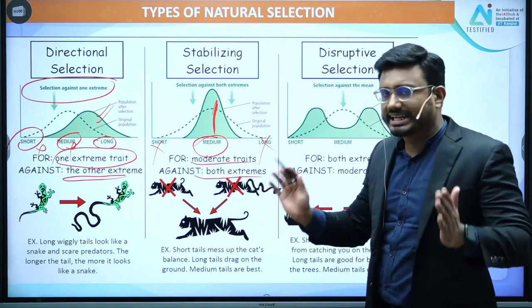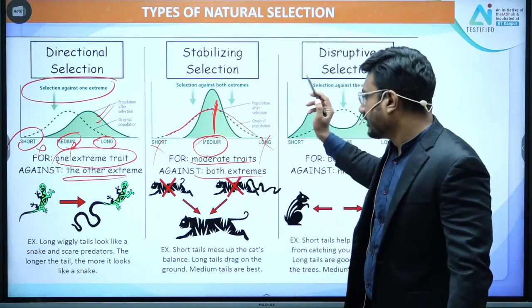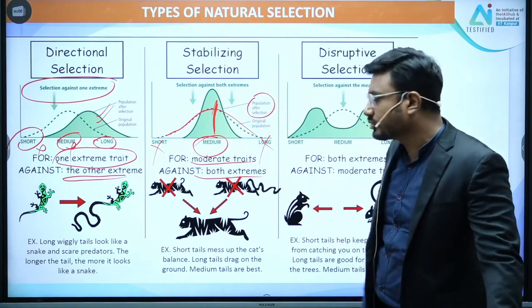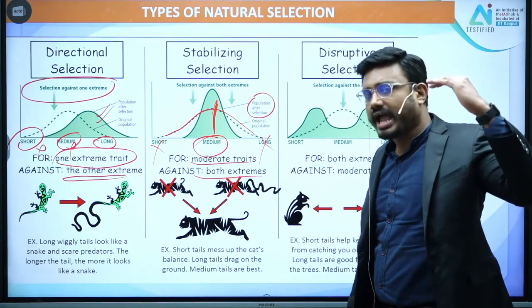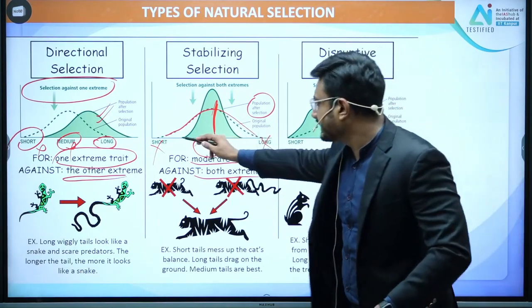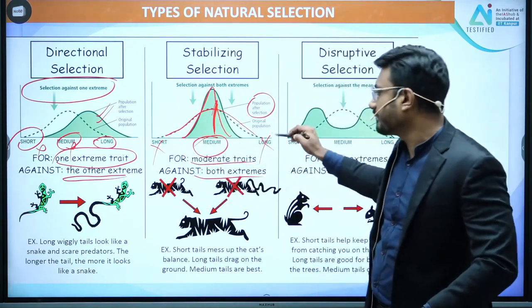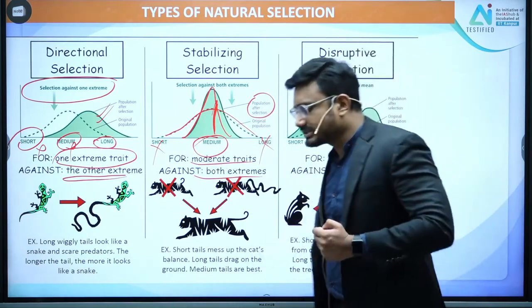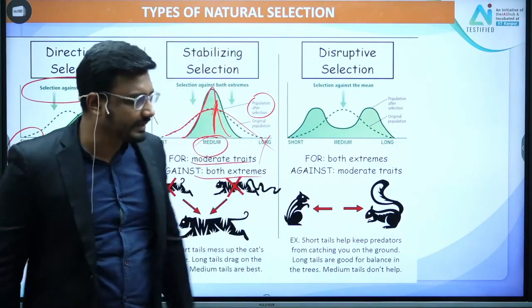Here we can see that this is the original population, whereas the population after selection is favoring only those people that have an average height. We can see that only the medium people are getting selected, whereas both the short heighted people and tall heighted people are perishing. That is what is meant by stabilizing selection: both the extreme traits perish.